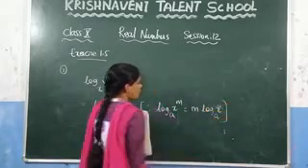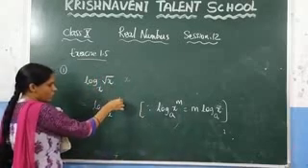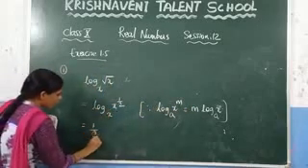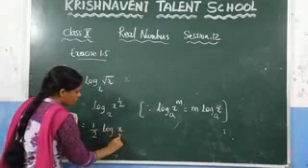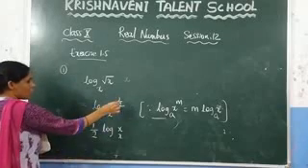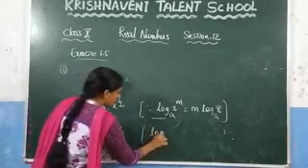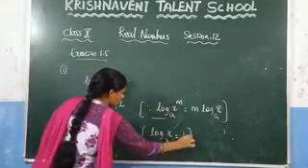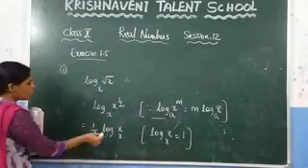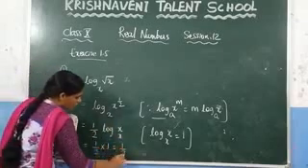So, from this law, since it is in the form of log x power m, you can write this one as m log x. That means this 1 by 2 will come here. You can write this one as 1 by 2 log x to the base x. And you know that we discussed log x to the base x is nothing but 1. We just proved log a to the base a is nothing but 1. So in this place we can write 1. We are getting 1 by 2 into 1, which is nothing but 1 by 2.